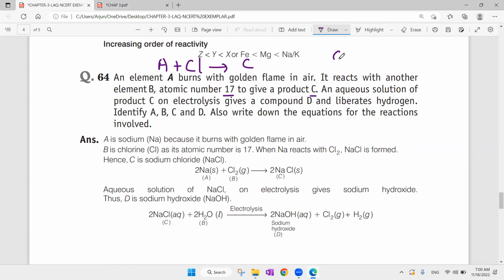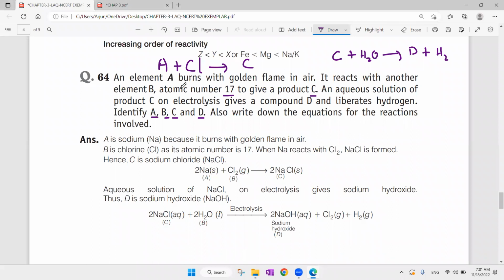So if you take that C and do electrolysis, an aqueous solution of C on electrolysis gives compound D. So that C, if we add it with water, we are going to get one D, it seems. D and liberates hydrogen, D plus H2. Identify A, B, C, D. Also write down the equation for the reactions.